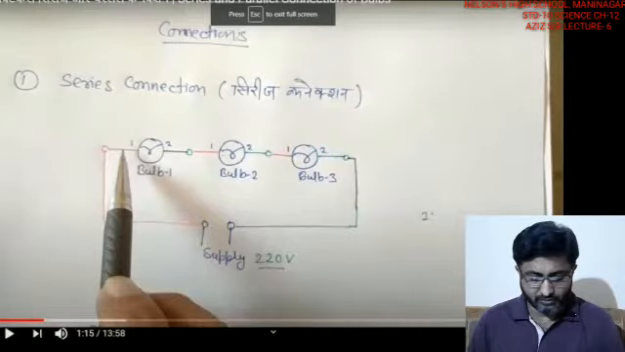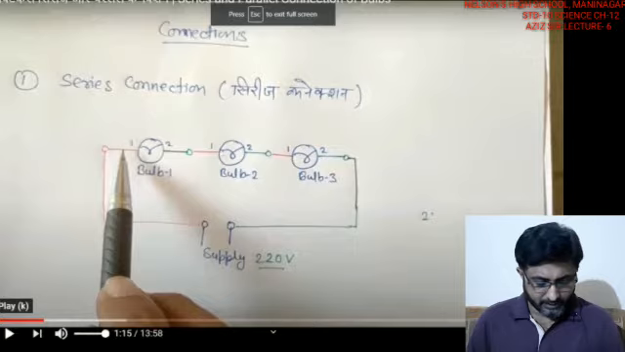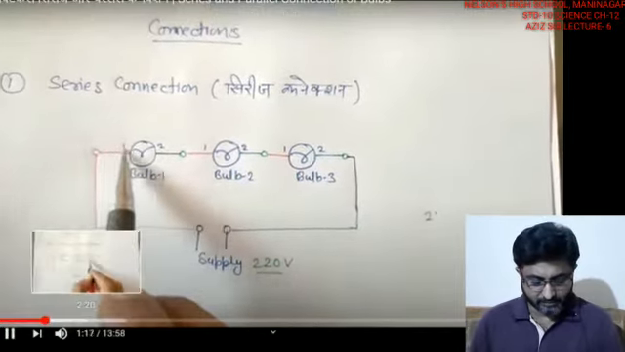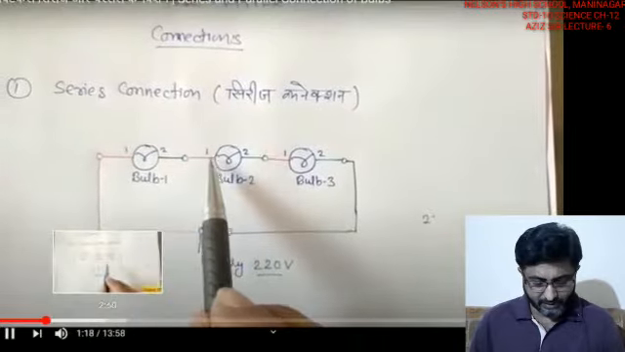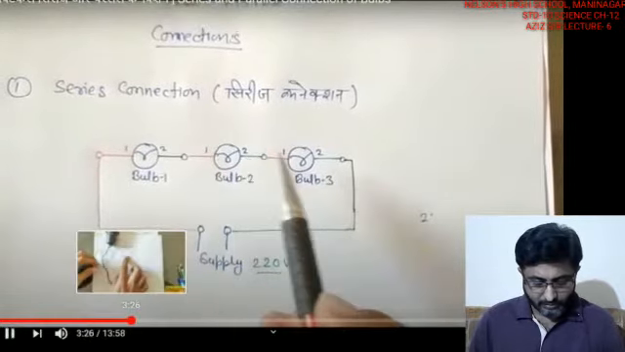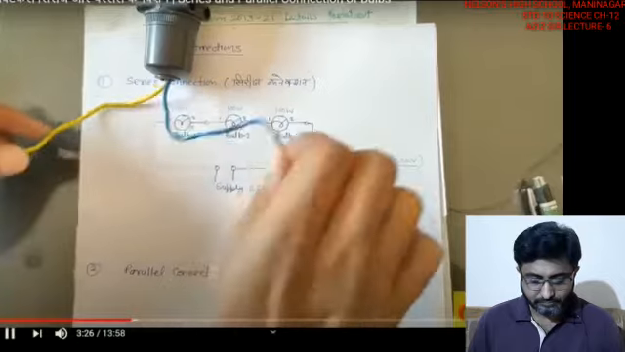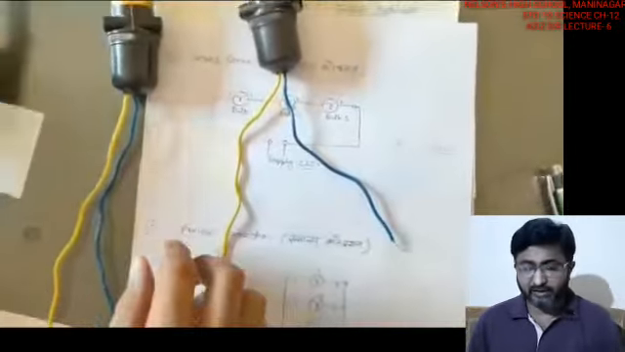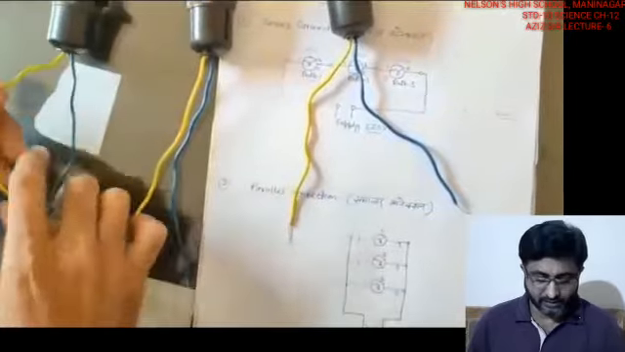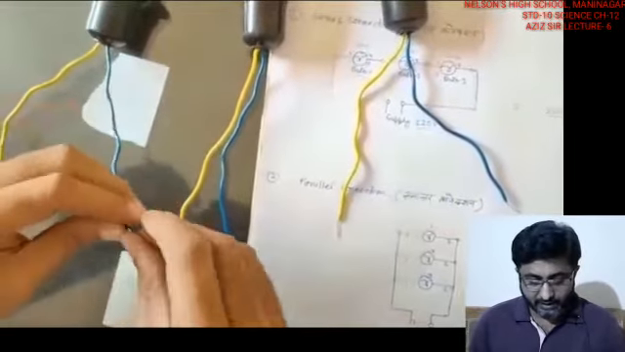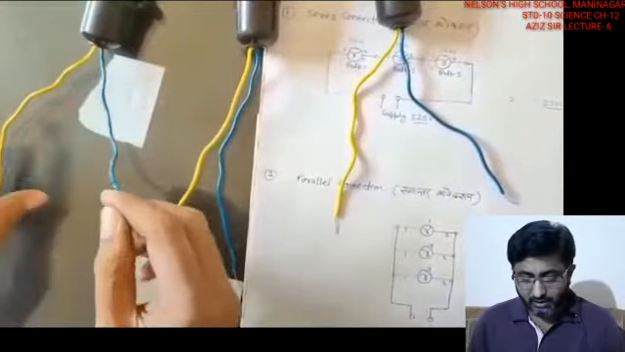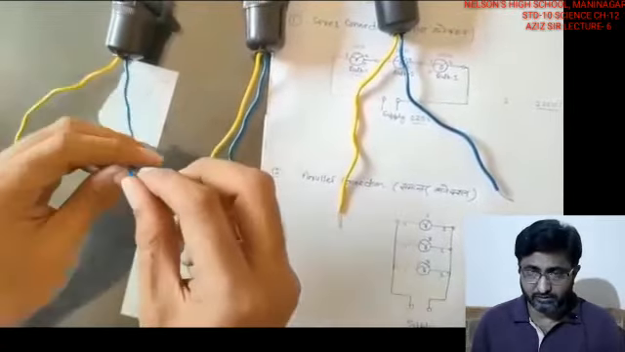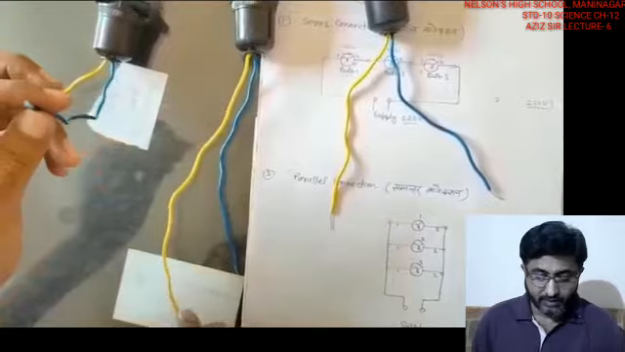This connection is here on the screen. In this series connection you may see this series diagram. In this series diagram we are connecting the 3 bulbs. This is bulb 1, 2 and 3. One is having a blue wire and one is having a yellow wire. So we are connecting one blue with one yellow and another blue with another yellow, that is the end of the first resistor is the starting of the second one, and so on.